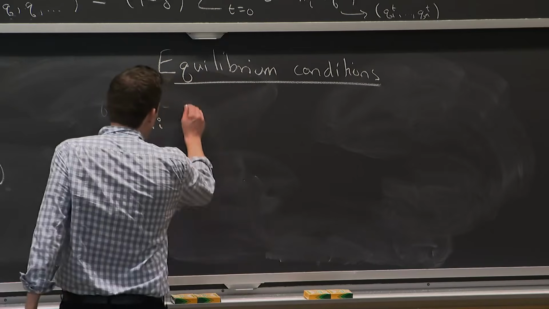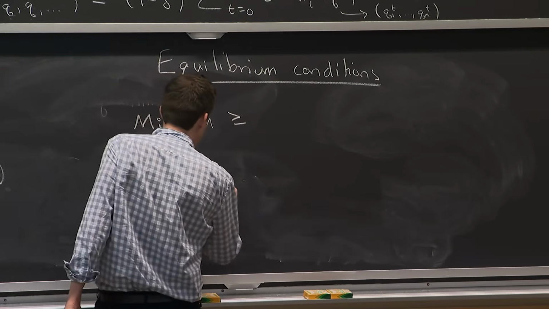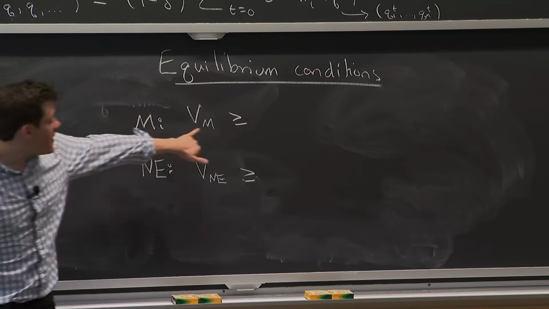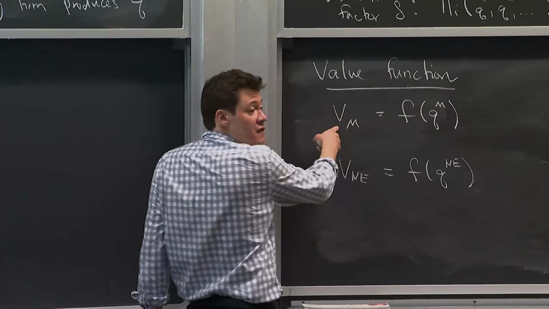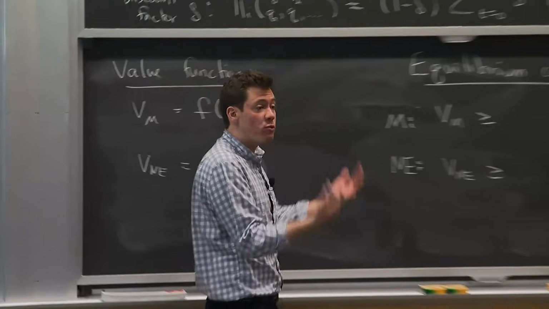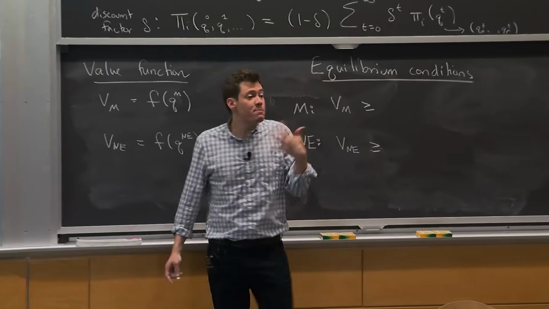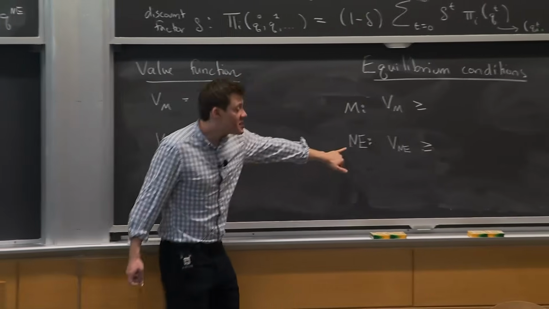So each equilibrium is going to have the following form. In state M, we need to check that if I do what I'm supposed to, well, by definition, I get my payoff Vm. That's what it means if we continue with the equilibrium strategy in state M. And we have to compare that to the best possible payoff I could get from a one-shot deviation. And then we'll do the same in NE.